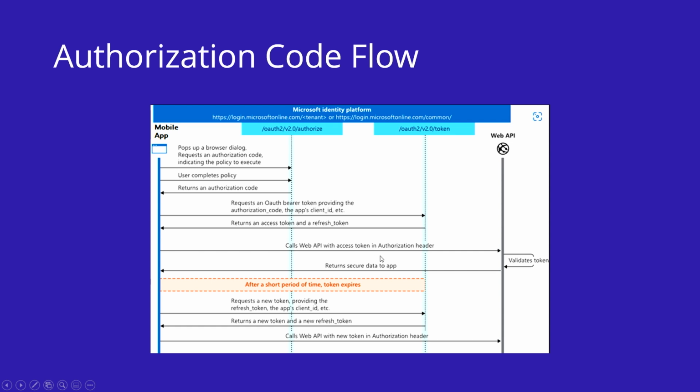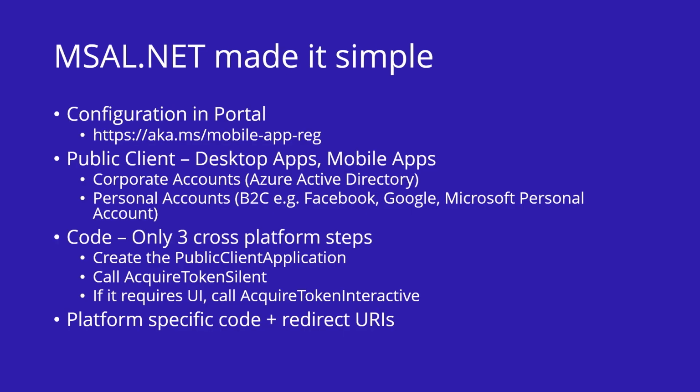I explained that earlier. After some time, generally 60 minutes, the access token expires. So what does the app do in that case if it wants to access a resource? It passes the refresh token and client ID to the token endpoint, and the token endpoint returns a new access token and a new refresh token, and the flow continues. So that's how it works at a high level. The first part, where user interaction is required, is an interactive acquisition of the token. And the second part, where user intervention is not required, is a silent acquisition of the token. It looks pretty complicated, but we at the MSAL.NET team made it simple.